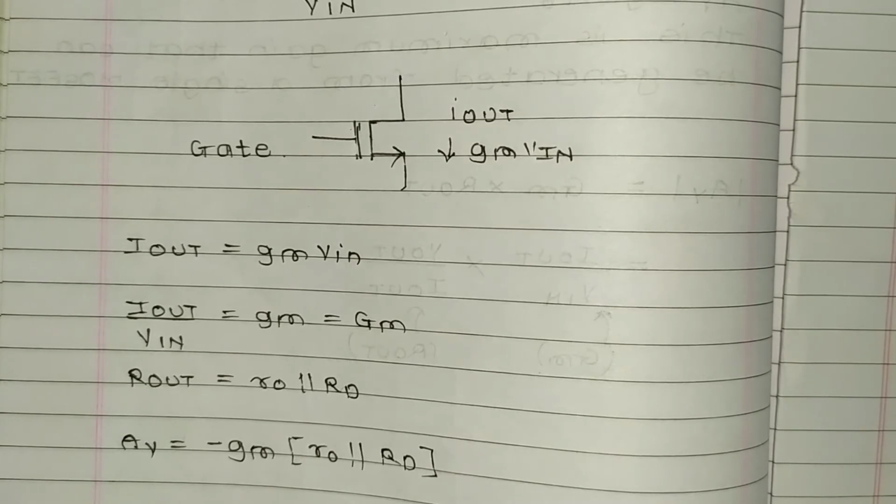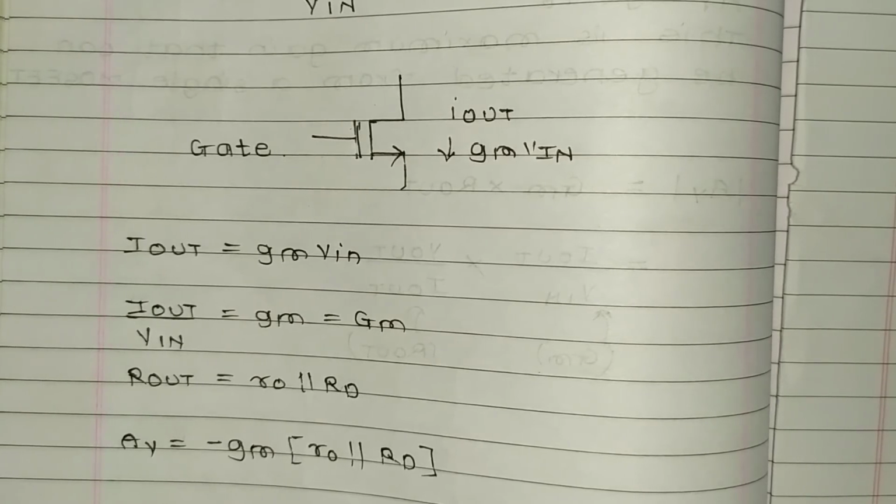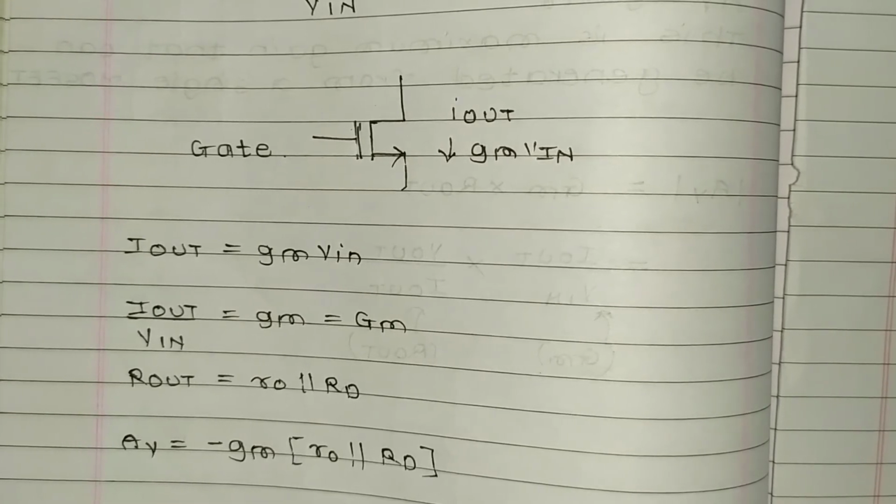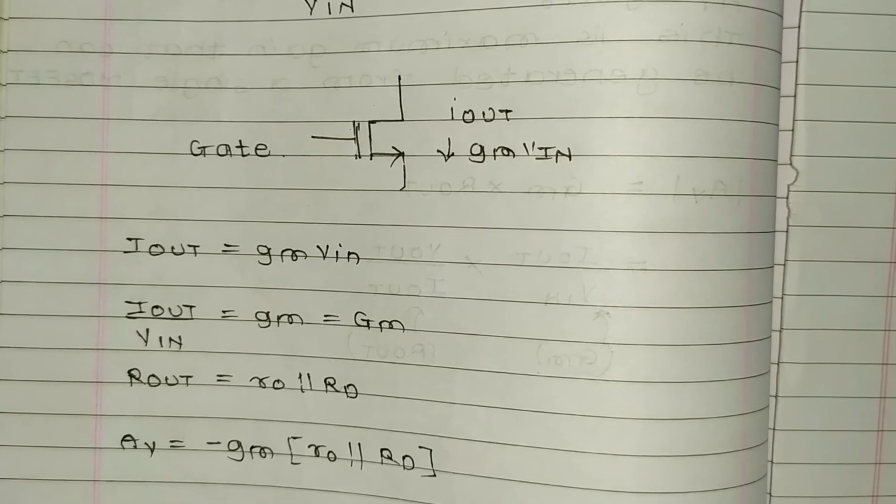We have drawn the circuit in which the gate is shown, then I out is GM into V in. So I out is equal to GM into V in. So I out upon V in is equal to GM. So we are putting V in on the left hand side. So I out upon V in is equal to GM.